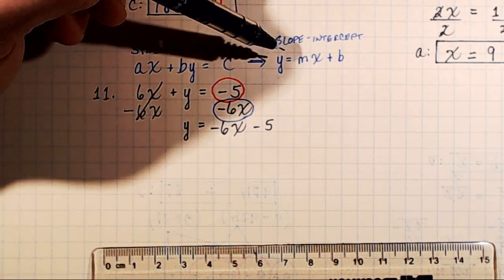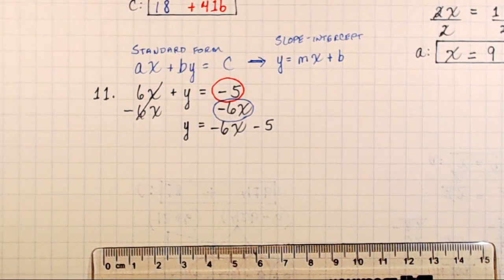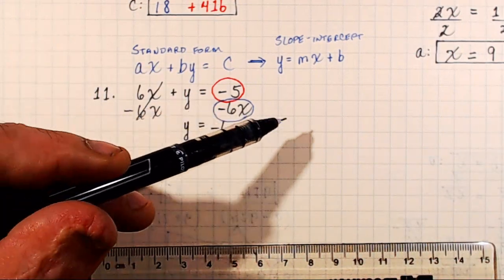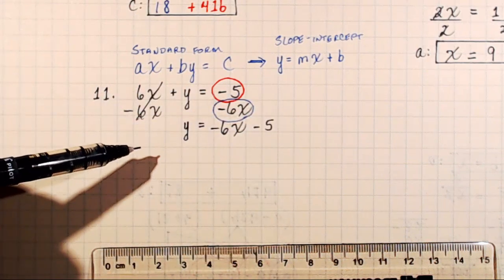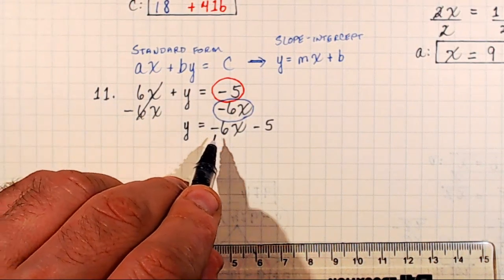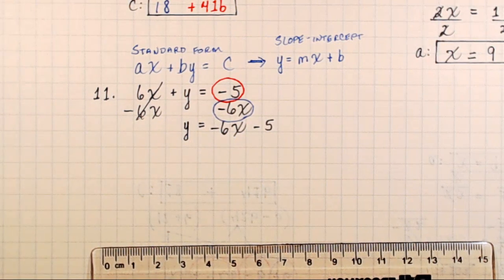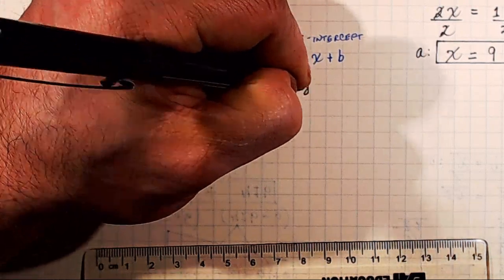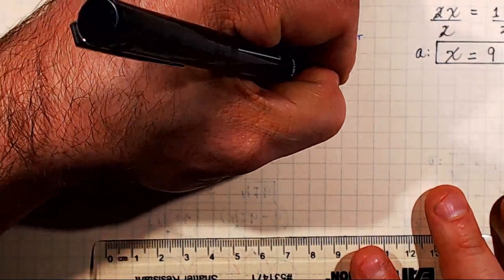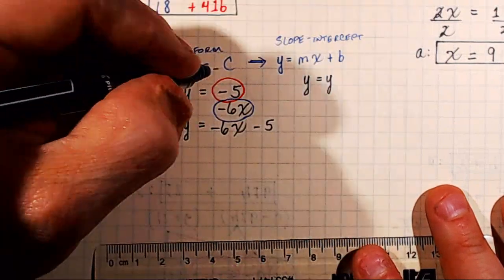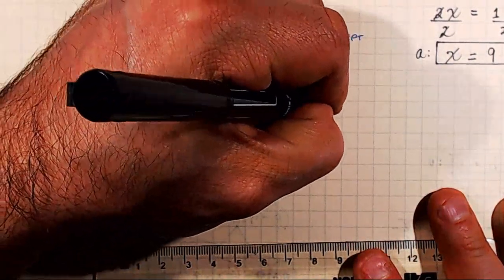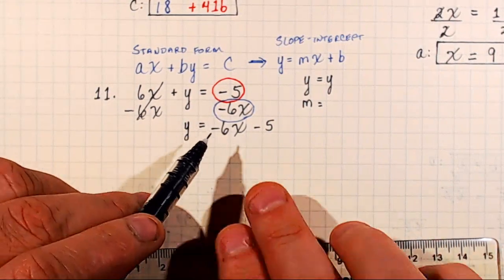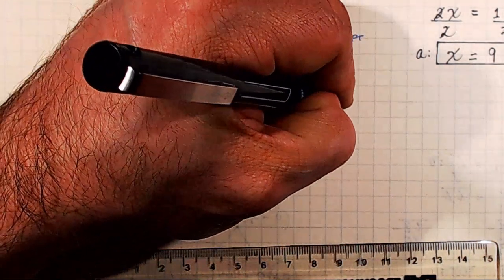Remember, y equals mx plus b. So I have to find out what is the slope of this equation for a line. Well, it's in y equals mx plus b form. So y is y. You just write it out like this. Y is y, m equals, now pay attention here, m is equal to negative 6. It's the thing that's sitting in front of the x. So m is negative 6.